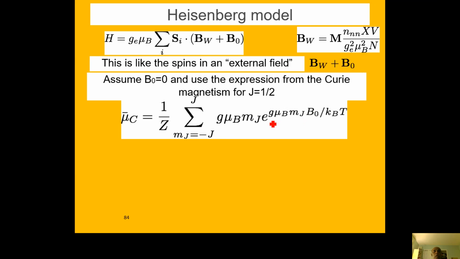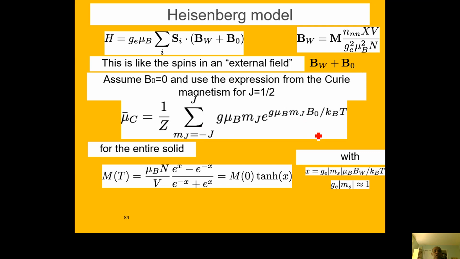That means you have one term e to the minus half, then plus e to the plus half. So you have some exponential function, right? If you do that, after mu c, you can calculate mt just by multiplying by n and dividing by v. Then you get this function.